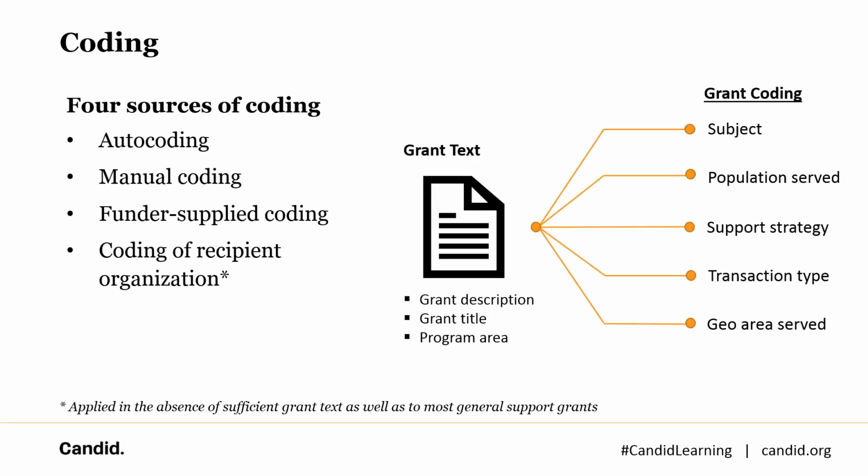Because the majority of our grants are auto-classified, I just want to take a minute to explain how that works. So our autocoder looks at 3 fields. It looks at the grant description, and if it's available, because it's been provided via e-reporting, it will also look at the grant title and program area. And then based on that information, the autocoder attempts to assign the grant codes for those 5 facets. If it's not confident about a prediction, it will just leave that coding blank.